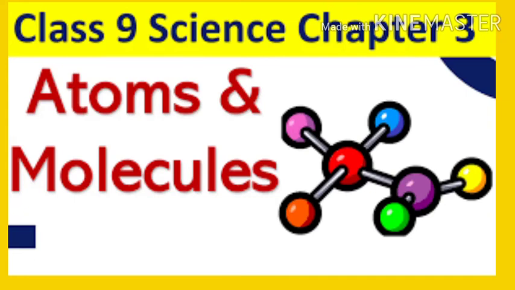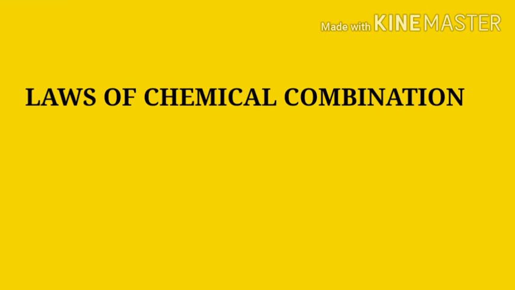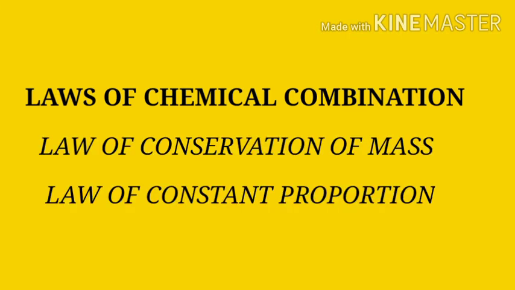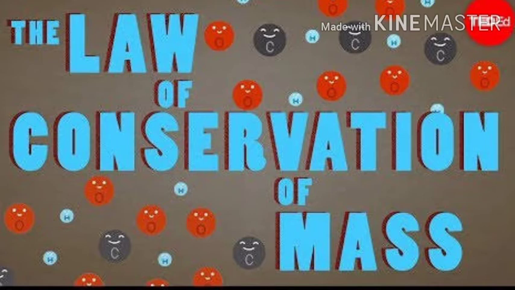Welcome students. Today we'll discuss chapter 3 from class 9 science, and the name of the chapter is atoms and molecules. The first topic of this chapter is the laws of chemical combination, and under this we'll study two different sub laws, and these are nothing but the law of conservation of mass and the law of constant proportions. Let's define the law of conservation of mass.